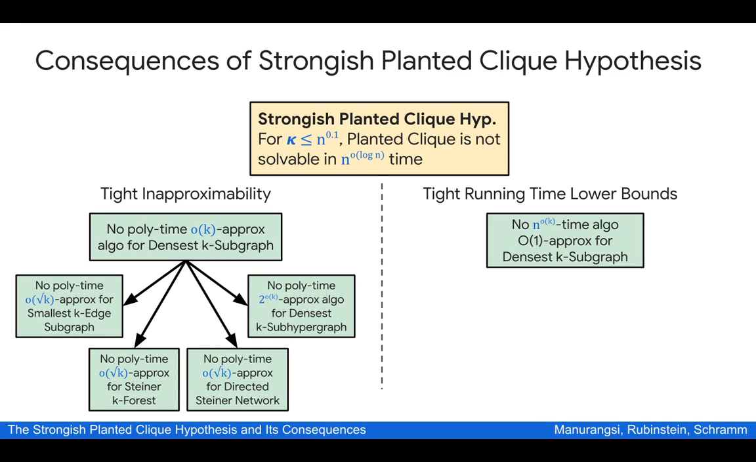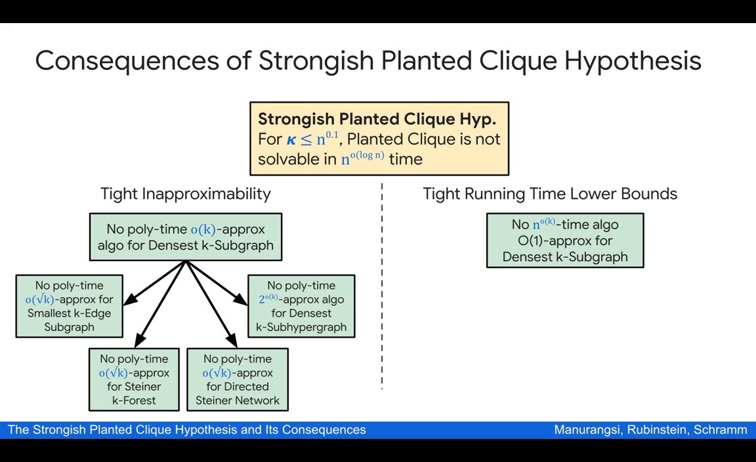On the tight running time lower bound front, our main result is that there is no n to the little-o of k time algorithm that can achieve constant approximation ratio for the densest k-subgraph problem. And notice here that the running time lower bound is tight because there is a trivial n to the order of k time algorithm for densest k-subgraph that just enumerates all the possible subsets of vertices of size k. So using this result, we can prove tight running time lower bounds for graph pattern detection problems.